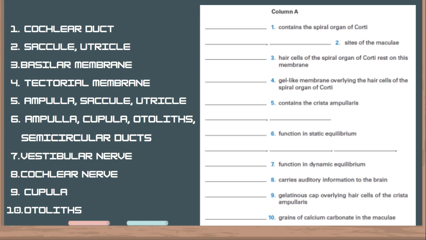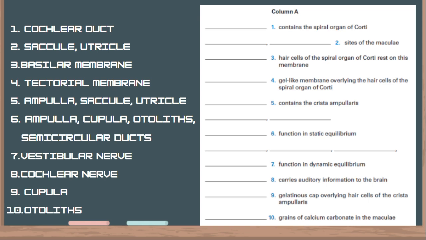The ampulla, the saccule, and utricle are the which contains the crista ampullaris. Number 6, we have the ampulla, cupula, otoliths, semicircular ducts are the functions in static equilibrium. Number 7, we have the vestibular nerves which functions in dynamic equilibrium.